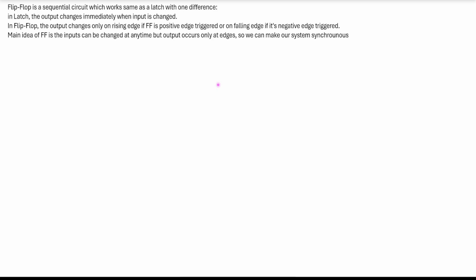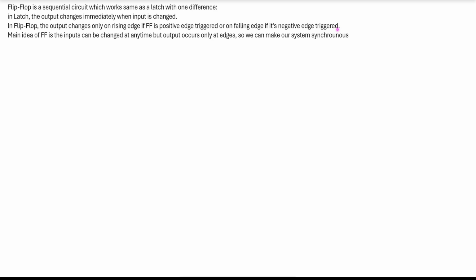A flip-flop is a sequential circuit which works exactly the same as a latch, with only a slight difference. In latches, as we saw in previous videos, the output changes immediately when the input is changed. However, in a flip-flop, the output changes only on the rising edge if the flip-flop is positive edge triggered, or on the falling edge if it's negative edge triggered. Positive edge triggered is whenever the clock goes from 0 to 1, and negative edge triggered is whenever the clock goes from 1 to 0.